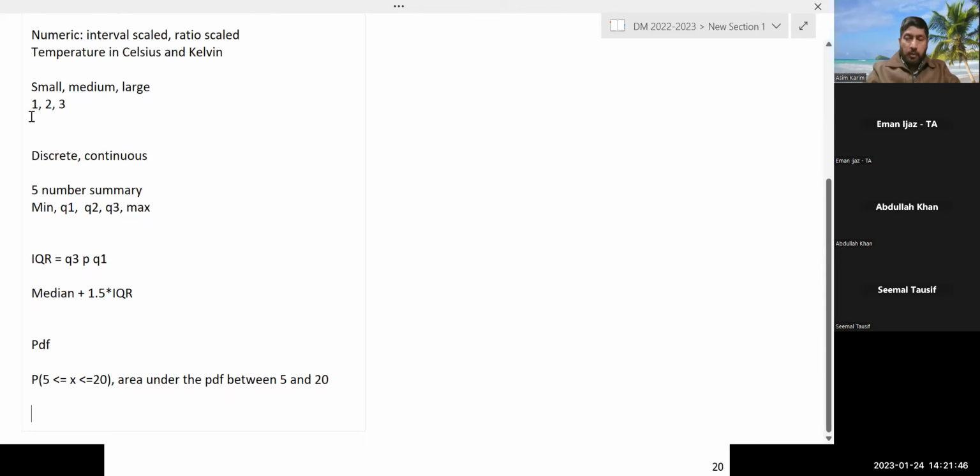So the most common PDF that you know is the normal distribution, right? This is like a bell shape, and it has some very nice properties. This distribution is very widely studied. You must have studied this in probability theory as well as in statistics.